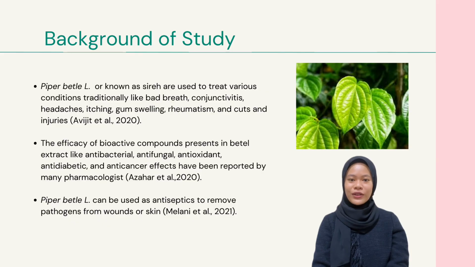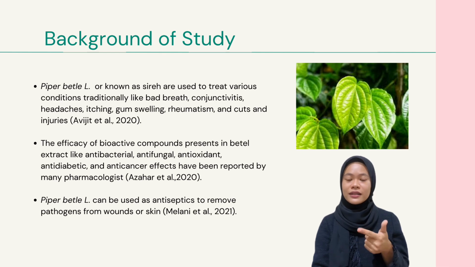Piper betel leaf is traditionally used to treat various health conditions like bad breath, conjunctivitis, headache, itching, gum swelling, cuts and injuries. The efficacy of active compounds present in betel extract, such as antibacterial, antifungal, antioxidant and anti-cancer effects, has been reported by many pharmacologists. Betel leaf can also be used as an antiseptic to remove pathogens from the skin.